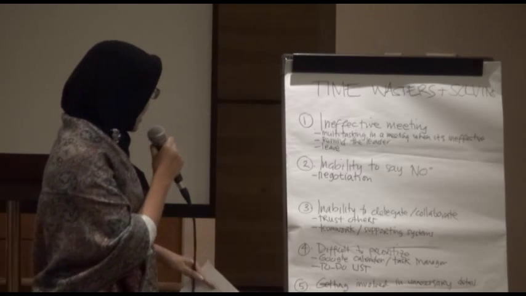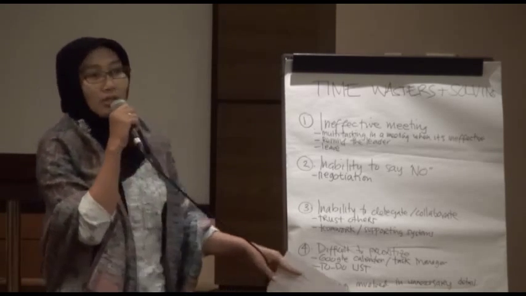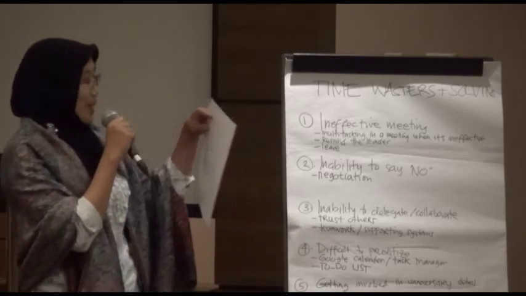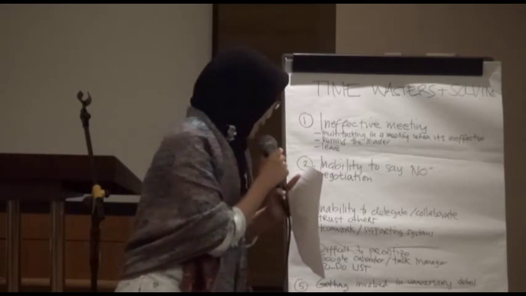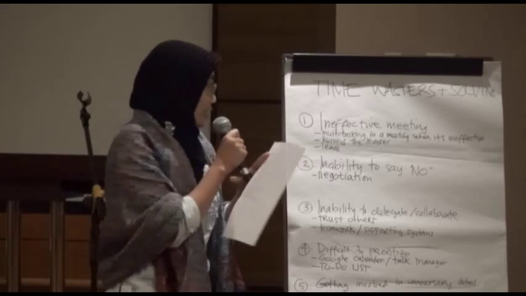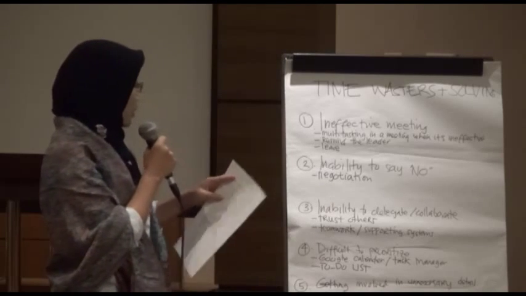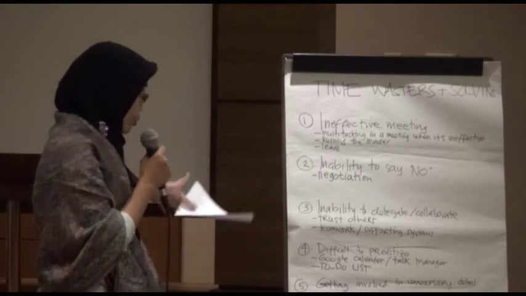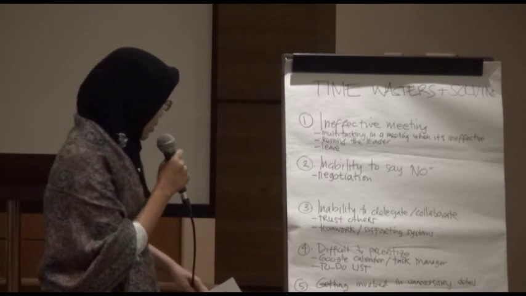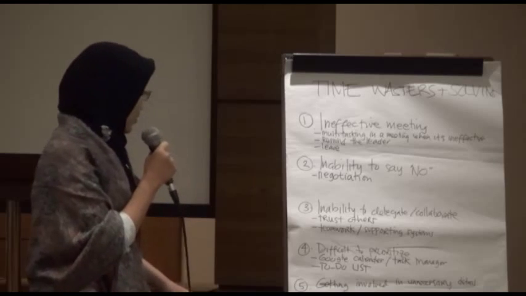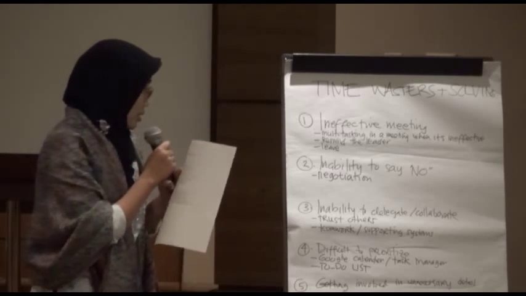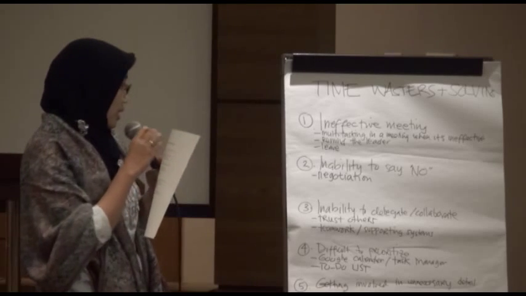Then the second is inability to say no, because it's our culture, we always say yes. That's why for this one, we propose to negotiate. For example, when someone asks us to do something, then we negotiate, maybe another person can do it. And then the third is inability to delegate or collaborate, because sometimes we don't trust others to do things for us, so we have to trust others.